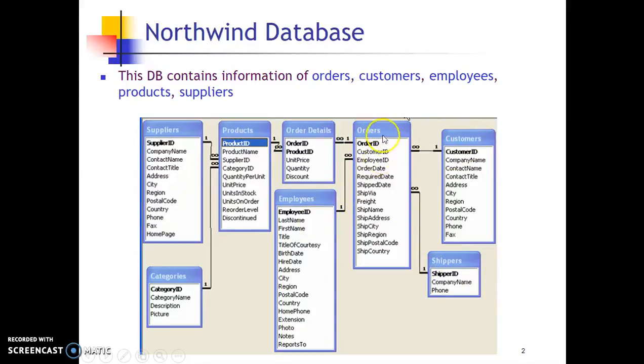And in each order, we can buy several products. That information is in the order details table. In the order details table, we are also connected to the product, and each product has one supplier and one category. This is the transactional database, and we need to design the data warehouse in order to do analysis about the data.